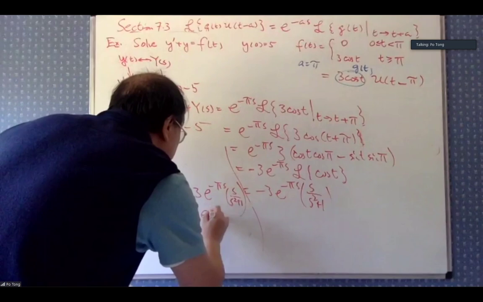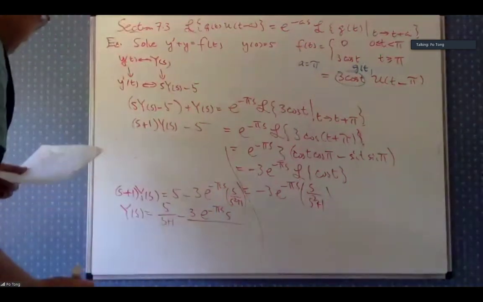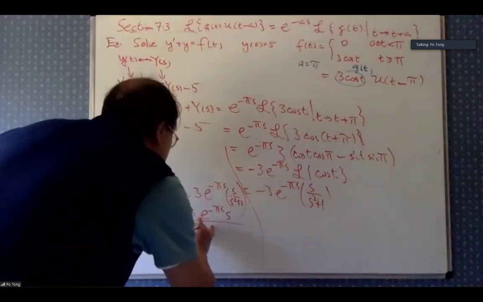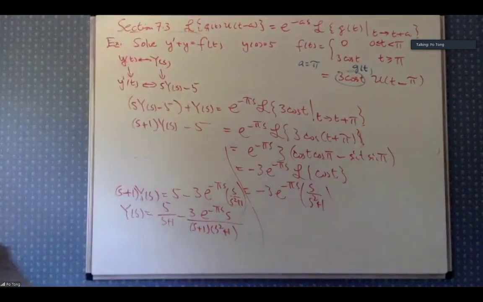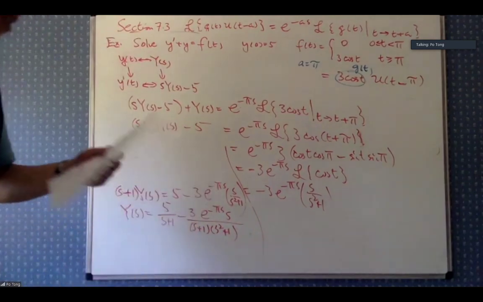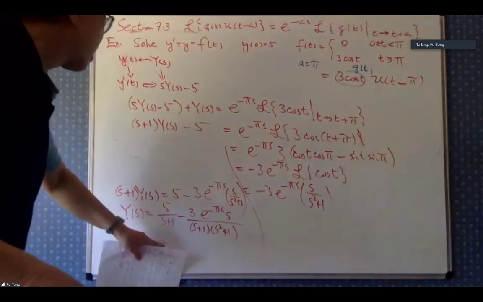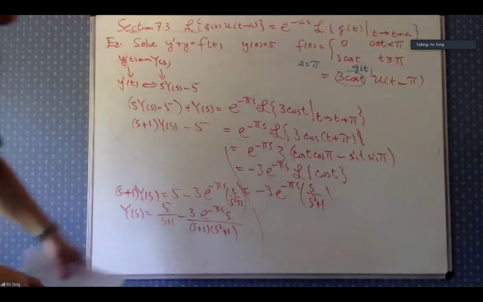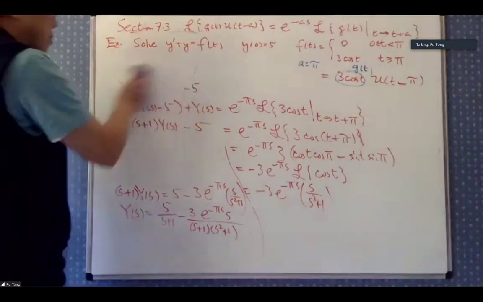3 e to the power minus pi s over s plus 1 times s squared plus 1. Okay. Are we okay up till here? Yeah. We need to take the inverse transform of this guy. We're going to save this and then take the inverse transform.